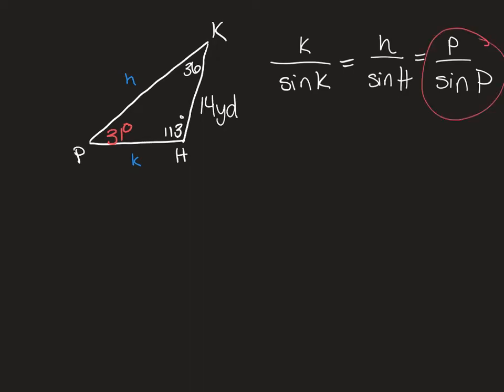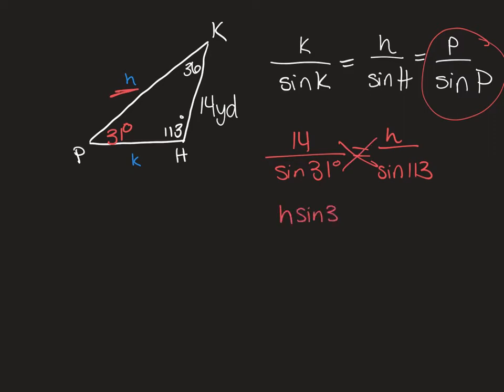So we're going to use that. So we're going to have 14 over the sine of 31 is equal to h over the sine of 113. So that's going to let us solve for this side here. Okay, so then we cross multiply. So h sine 31 equals 14 times the sine of 113. So then we're going to divide by sine 31.